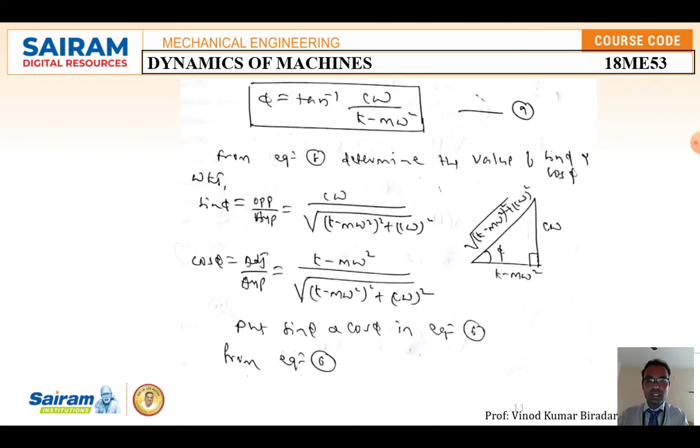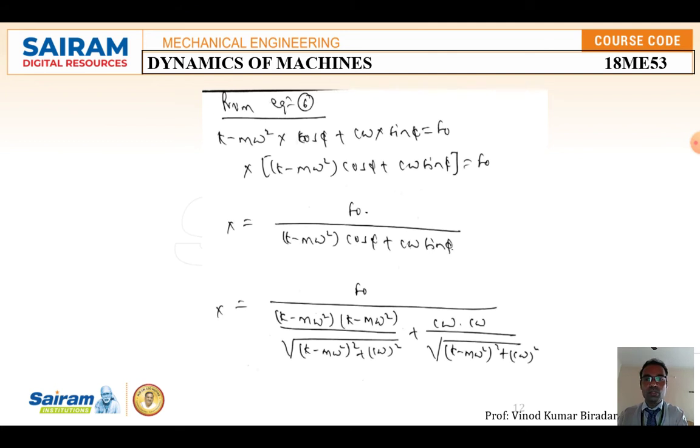Okay, so if you substitute in equation number 6, you are going to get like this. Okay, (k minus m omega square) x cos phi plus c omega x sin phi is equal to f naught. If you take x common, x inside (k minus m omega square) cos phi plus c omega sin phi is equal to f naught. Okay, so x is equal to what? So f naught whole divided by, if you transfer this, (k minus m omega square) cos phi plus c omega sin phi.